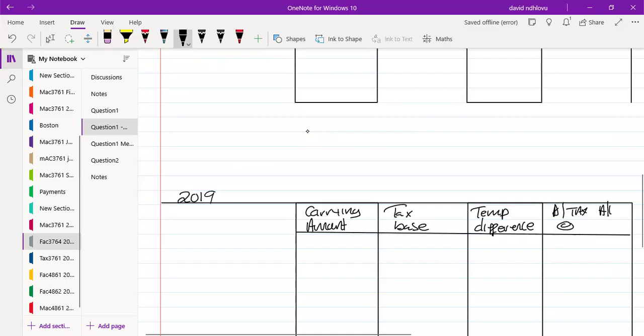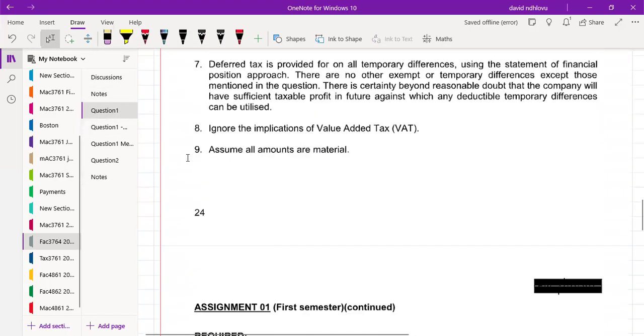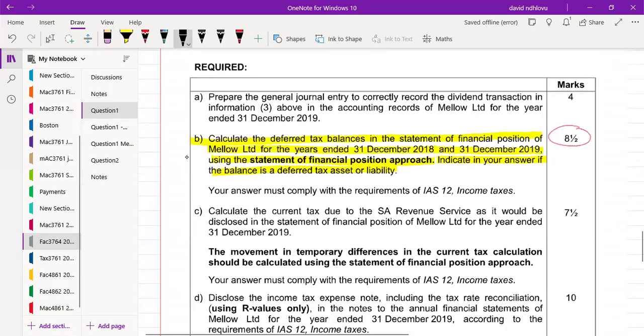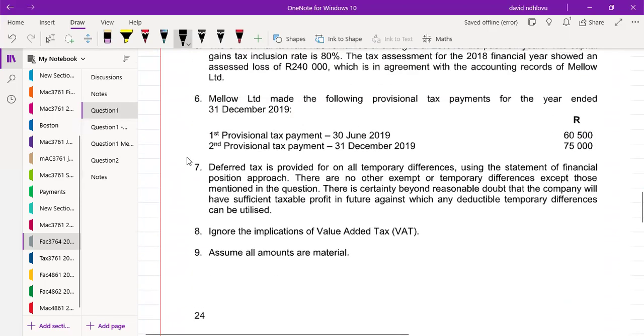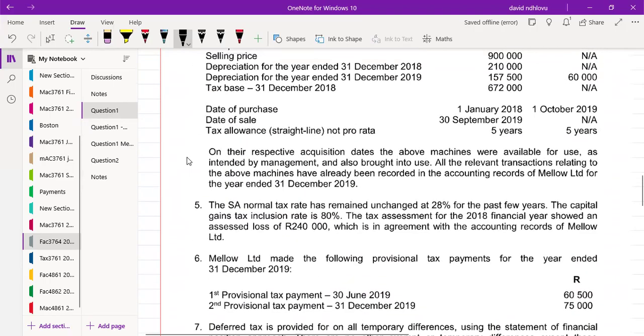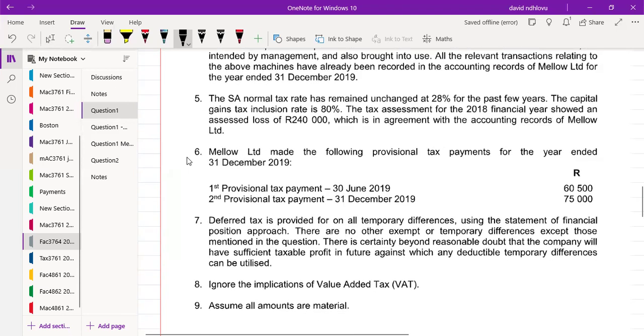What we need to do with this one, we need to check and say, what is the tax rate? We are very clear also that our year end is 31 December 2019. Then we go to the tax rates. The tax rates are usually provided towards the end of the question. Let's see if the tax rate was provided here. Did they provide the tax rate? Where are they? Number 5. It says that the SA normal tax rate remained unchanged at 28%.